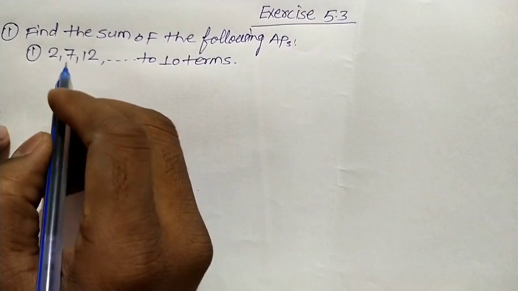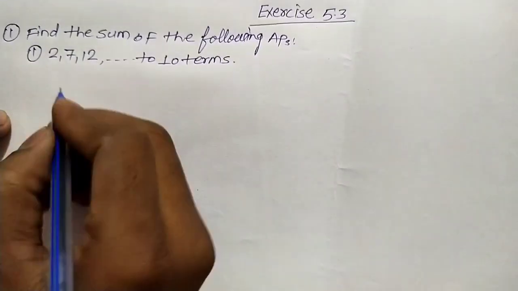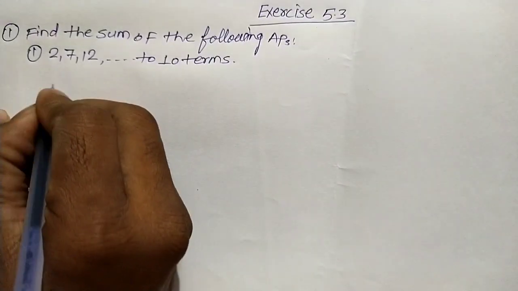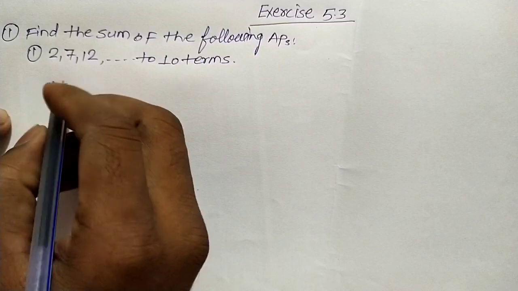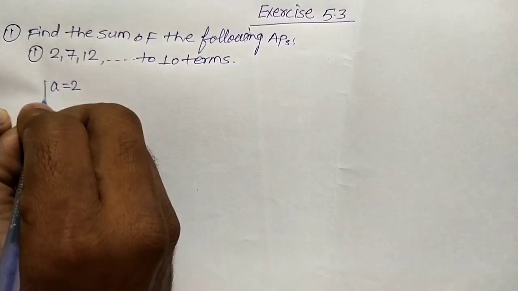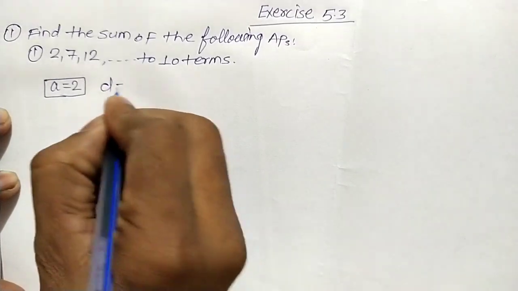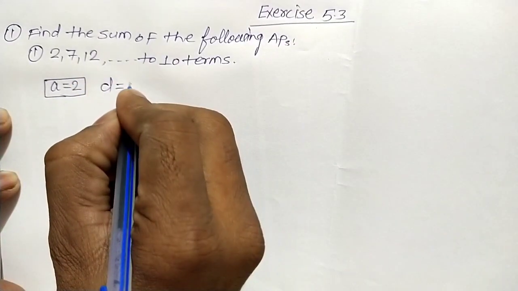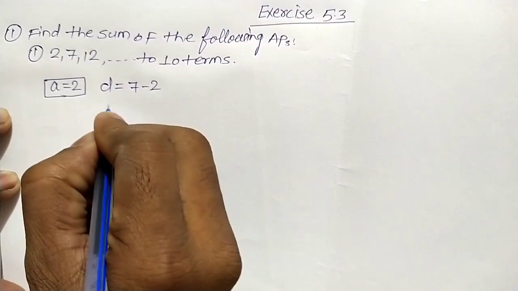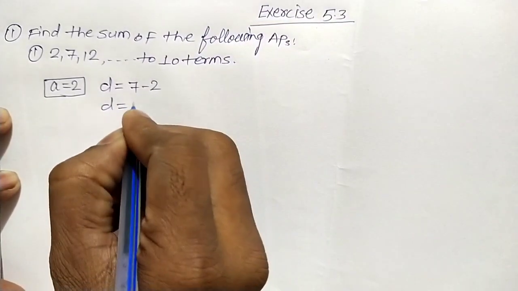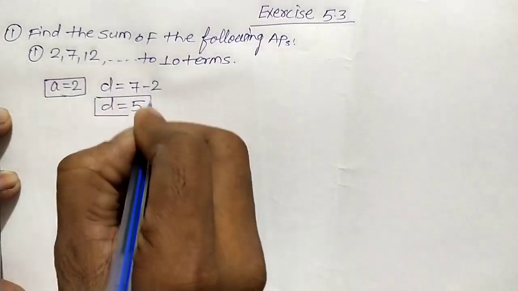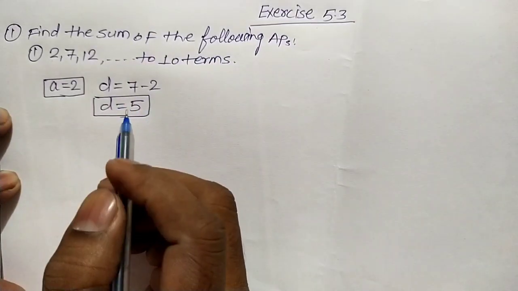Okay students, first find out the value of a. Here 2 is the first term of the AP, so a equal to 2. Then find d, equal to the second term minus the first term. Therefore 7 minus 2, we get 5. The value of d equal to 5.